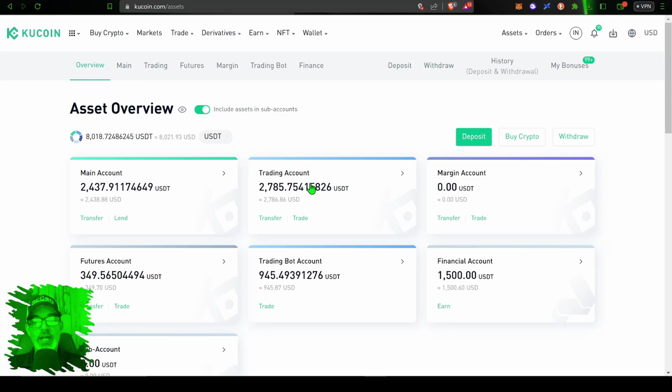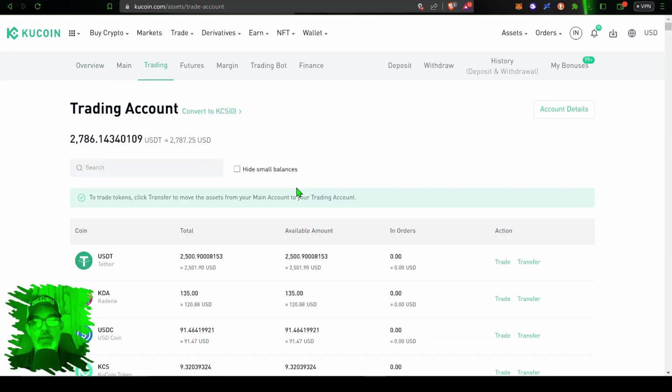So once you have your KuCoin account all set up and you've transferred some funds over here, you will need to make sure you have funds in your trading account available to deploy the bot. And in this case, you can see I have some USDT available in my trading account. And so now I am ready to set up one of these martingale trading bots.